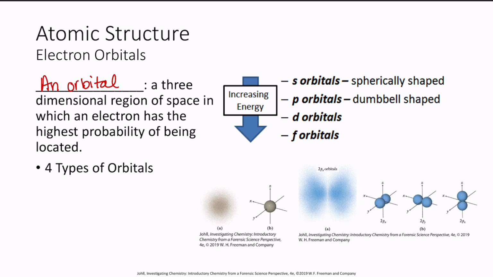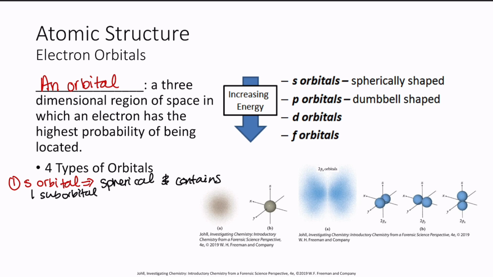The first is the s orbital, and it is spherical in shape and contains one suborbital. A suborbital is just a smaller orbital. So all of these different orbitals are going to contain these suborbitals.